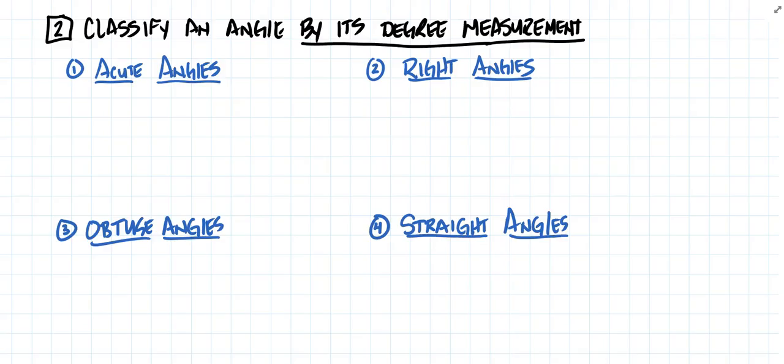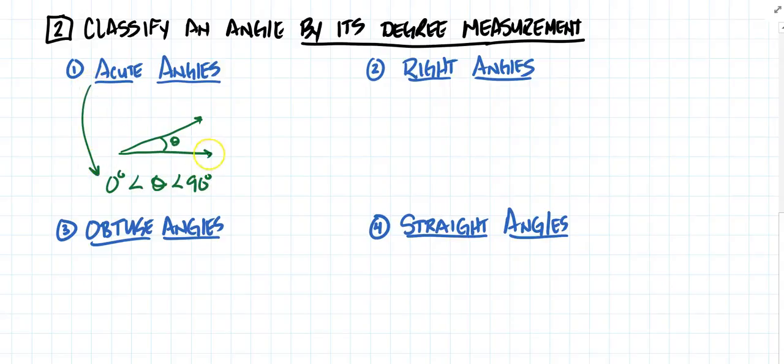Box number 2 is all about classifying an angle by its degree measurement. There are 4 ways that we can talk about angles as per their degree measurement. The first one is the word acute. If I was going to draw an acute angle, I would draw any angle that is less than 90 degrees. So we would say that 0 degrees is less than your angle theta, which is less than 90 degrees. Anything that fits into this category and matches this picture is what we're going to call an acute angle.